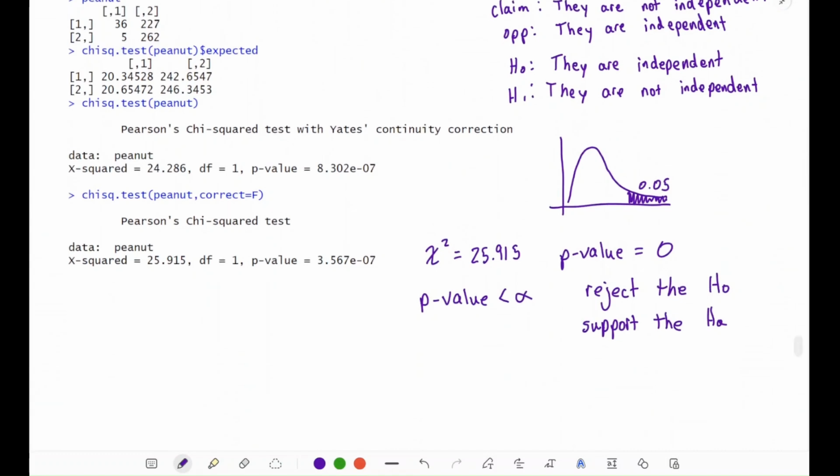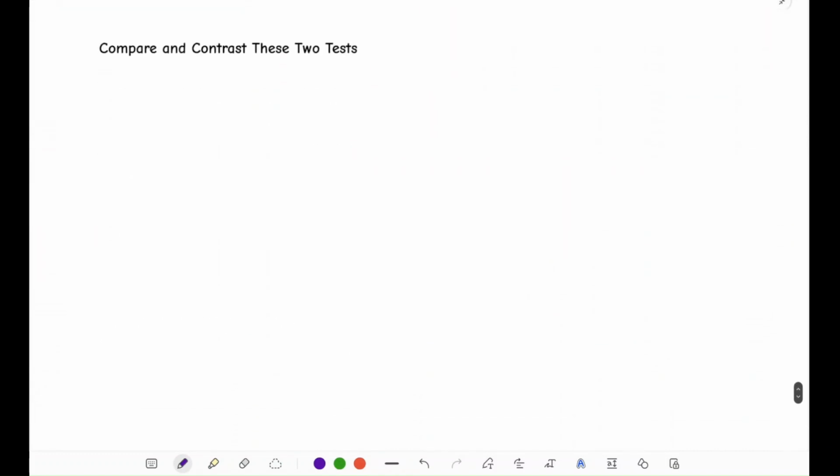And then I will leave the last page of the notes to talk about in class on Tuesday.